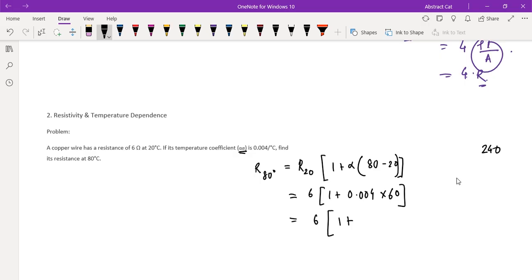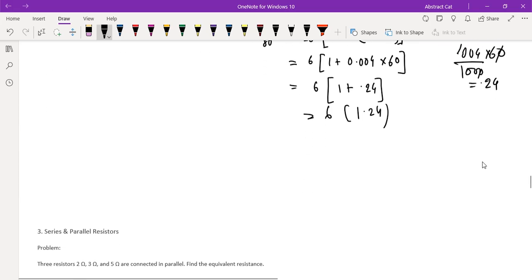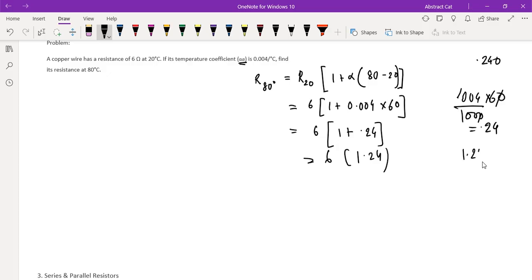So 0.004 times 60 is 0.24. So 1 plus 0.24 is 1.24. Then 1.24 times 6: 6 times 4 is 24, carry 2, 12 plus 2 is 14, carry 1, giving 7.44. That's the new resistance, the resistance at 80 degrees centigrade.